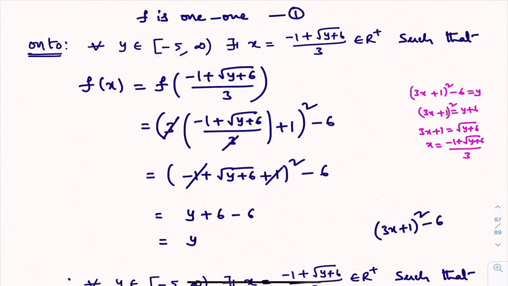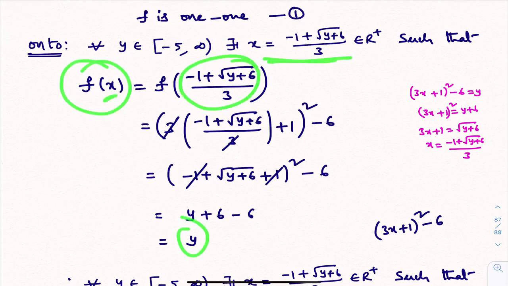Now we need to show that f of x equal to y. The important thing is you need to identify this x. How to identify this? You take f of x equal to y and then simplify like this. You will get x in terms of y. Okay. Now f of x equal to y, we need to show that. What is x? Look here. What is x? Minus 1 plus root over y plus 6, divided by 3.